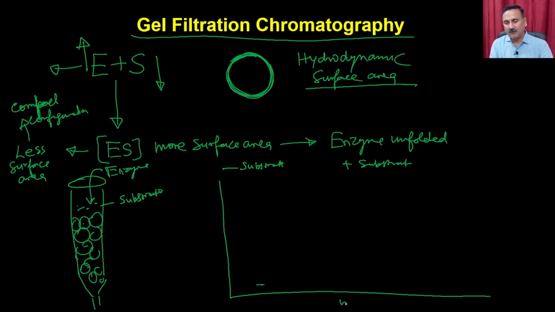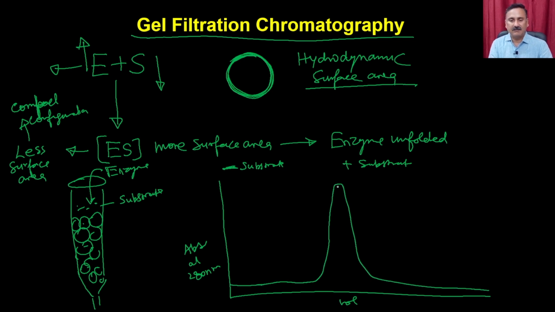So this is the volume, this is the absorbance at 280 nanometer, right? And initially you are going to just do it without substrate. So when you do it without substrate, it's going to give you a peak like this. Imagine that this peak is around 13, so this is a peak at 13 ml.